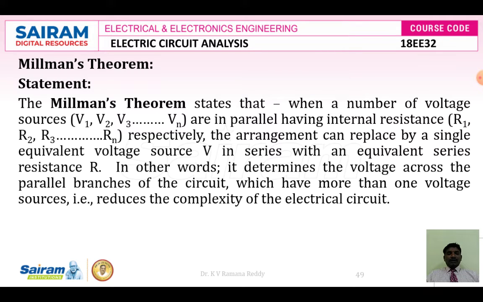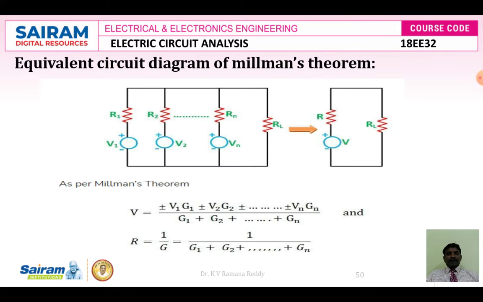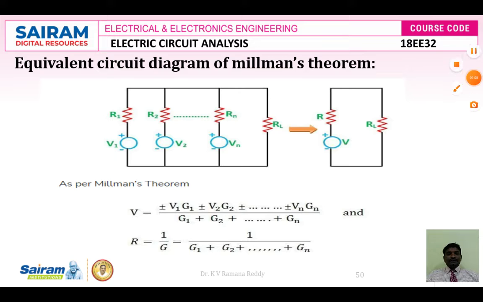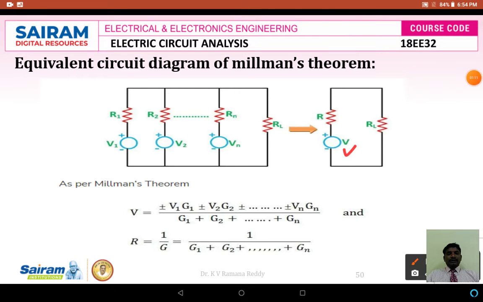when a circuit which consists of a number of voltage sources like V1, V2, V3 and so on up to Vn, which are connected in parallel, having internal resistances like R1, R2, R3 and so on up to Rn respectively, the arrangement can be replaced by a single equivalent voltage source V and a single resistance R, which is connected in series with the load resistance RL.